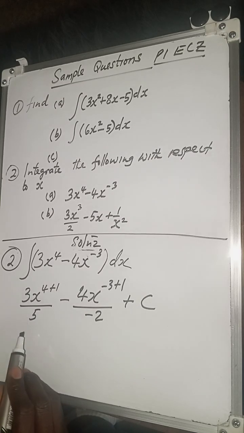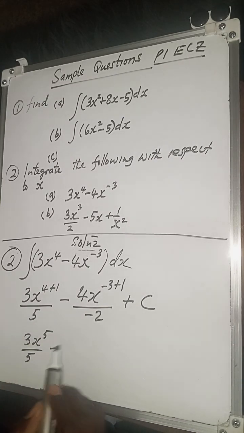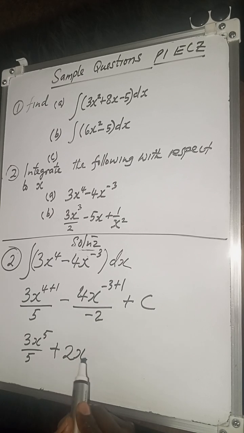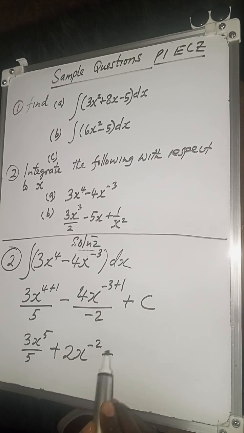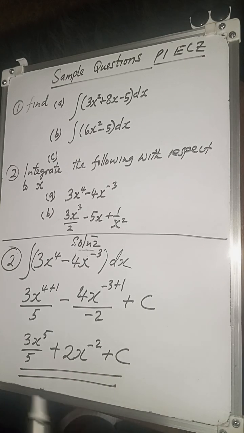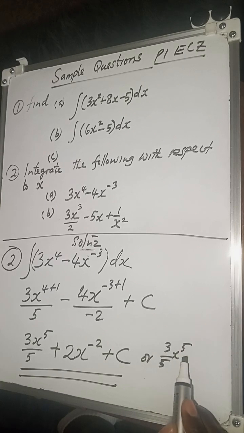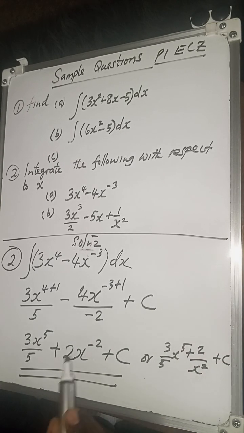So that is going to be 3x to the power 5 over 5 minus, remember, negative and negative, it will change to positive, 2 into 4 is a 2x. Negative 3 plus 1 will give me negative 2, plus c. If you want, you can also end there, but others might have said 3 over 5 x to the power 5 plus 2 over x to the power 2 plus c. This would have been dropped down if you remember the rules of indices.